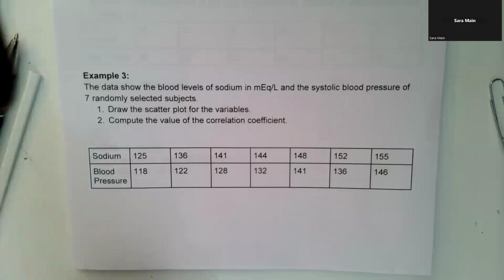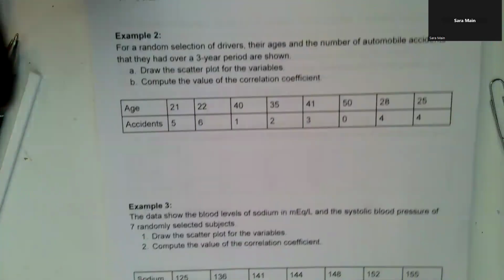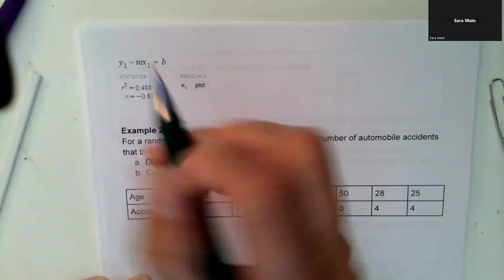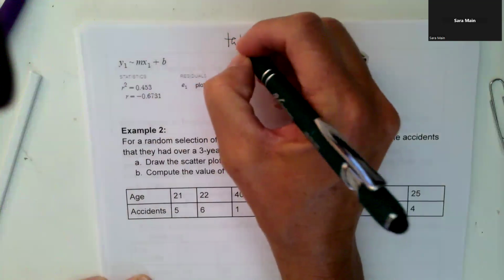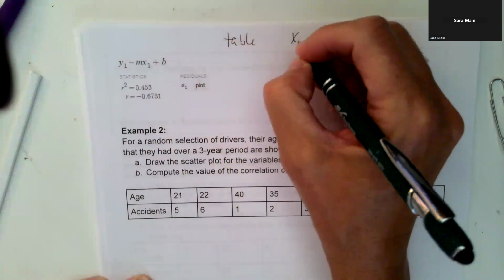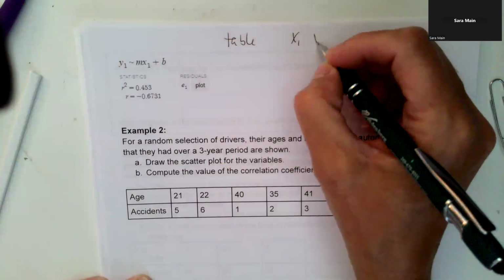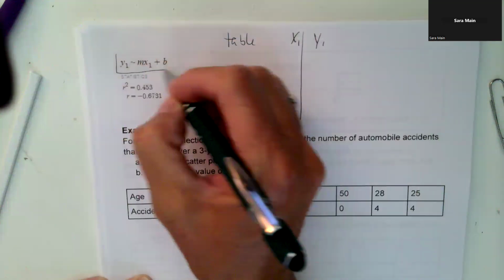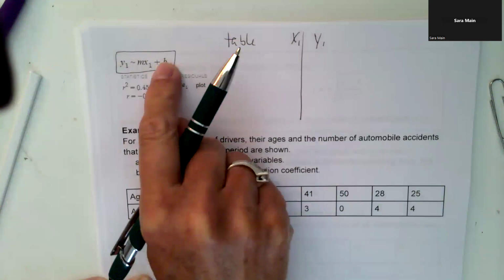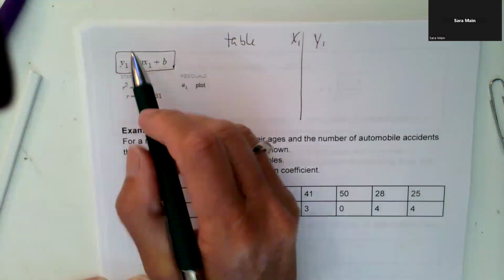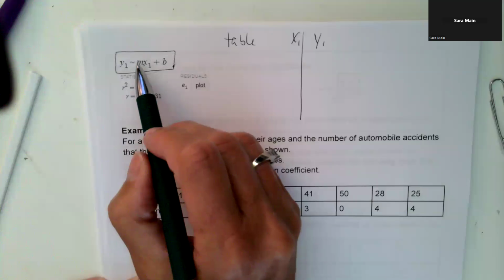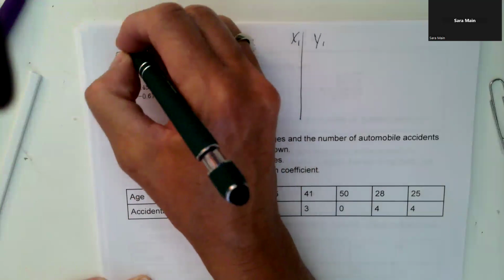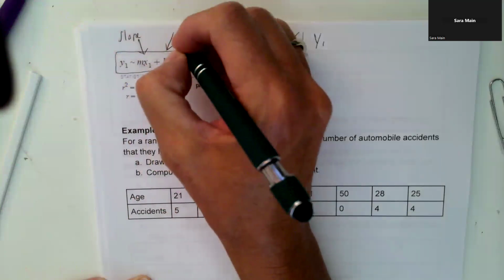So the way that we are going to find the correlation coefficient is by typing into Desmos this equation here. So we're going to have a table of data that is going to be the independent variable in X1 and the dependent variable in Y1. And then we're going to type this into Desmos. It's going to reference X1 and Y1 to create a linear model, because we're putting it in the format of y equals mx plus b, where m is the slope and b is the y-intercept.